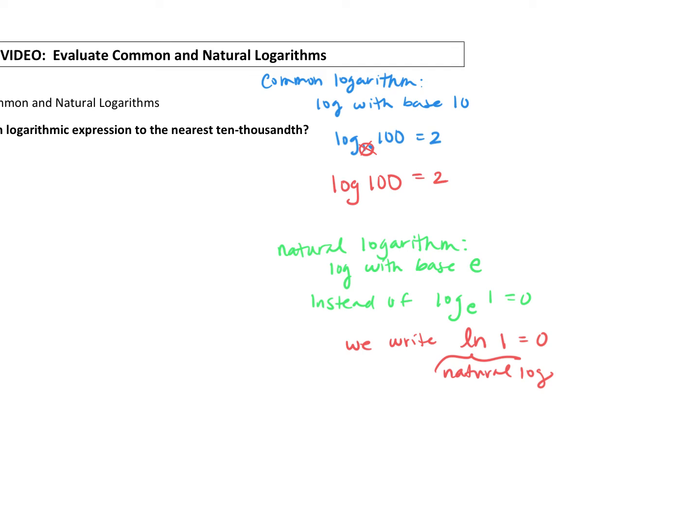If you were to rewrite it in exponent form, it would look like e to the 0 power equals 1. So this is considered log form, and this is considered exponent form. The natural log is a logarithm that has a base of e. The base is that 2.718 number that we discovered in our last lesson.